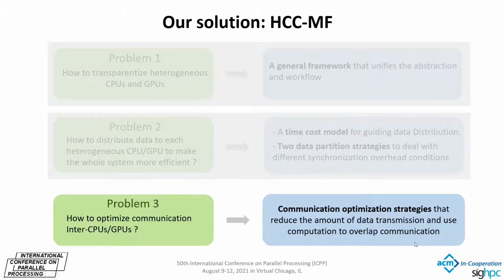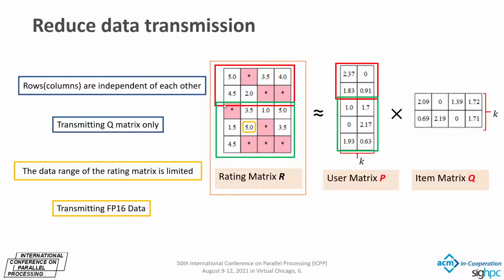We have observed that users are independent of each other. That is, the rows of rating matrix are independent. Therefore, the training process only needs to transmit the Q matrix, and the P matrix can be calculated locally by each worker. In addition, the recommendation systems usually use 100-point systems, 10-point systems, or 5-point systems. IEEE FP16 can completely cover all numeric representations. Therefore, we use FP16 format to transmit data.